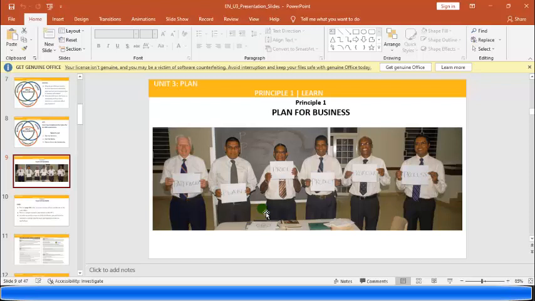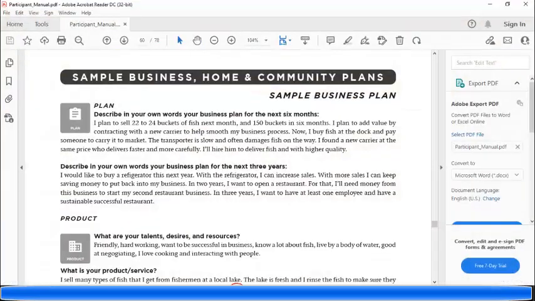Kindly turn to page 56 in your workbook. I'm opening page 56. This is page 56 in your participation manual. This is a sample business plan based on the 6 Ps of business.